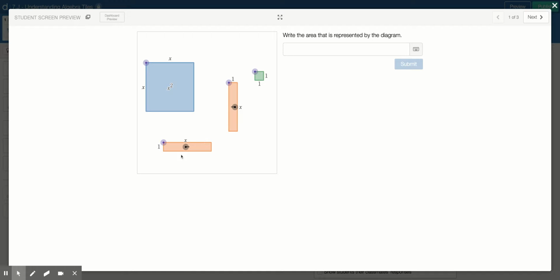These rectangles have dimensions that are 1 by x, so their areas would be 1 times x is x. This one's oriented a different way, but it still has an area of 1 times x, which is x. And these little green squares have an area of 1 by 1, so they represent 1.